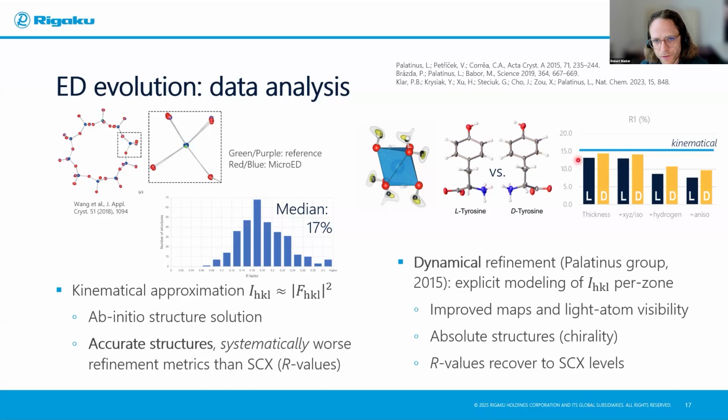You see that here for this tyrosine sample, and you also see that for the two different configurations, you will get different R values and you get the correct enantiomer out of a dynamical refinement. And this is becoming more and more standard in electron diffraction pipelines and gives you still much better results than this kinematic approximation, which often is also just good enough. Depends on your application, really.